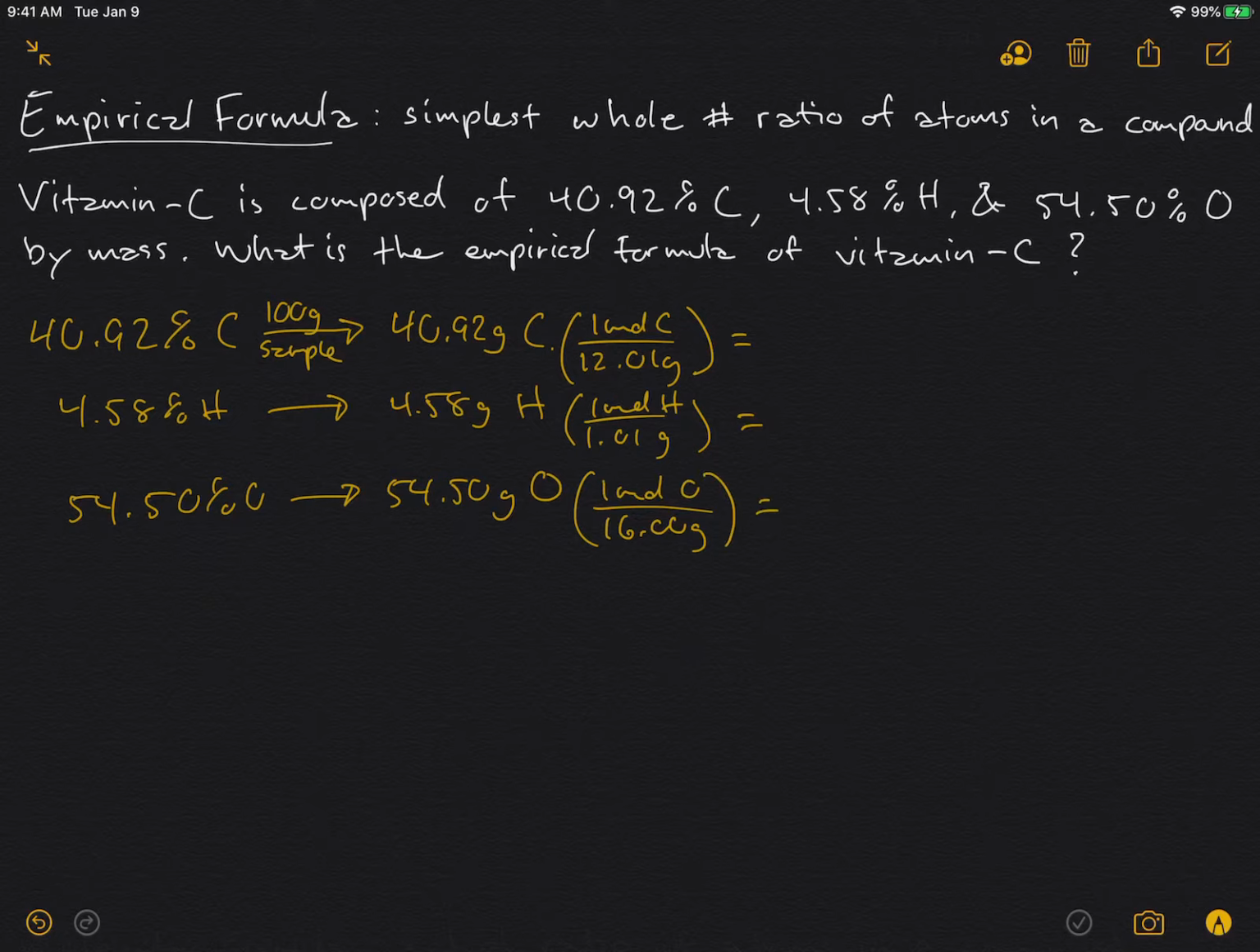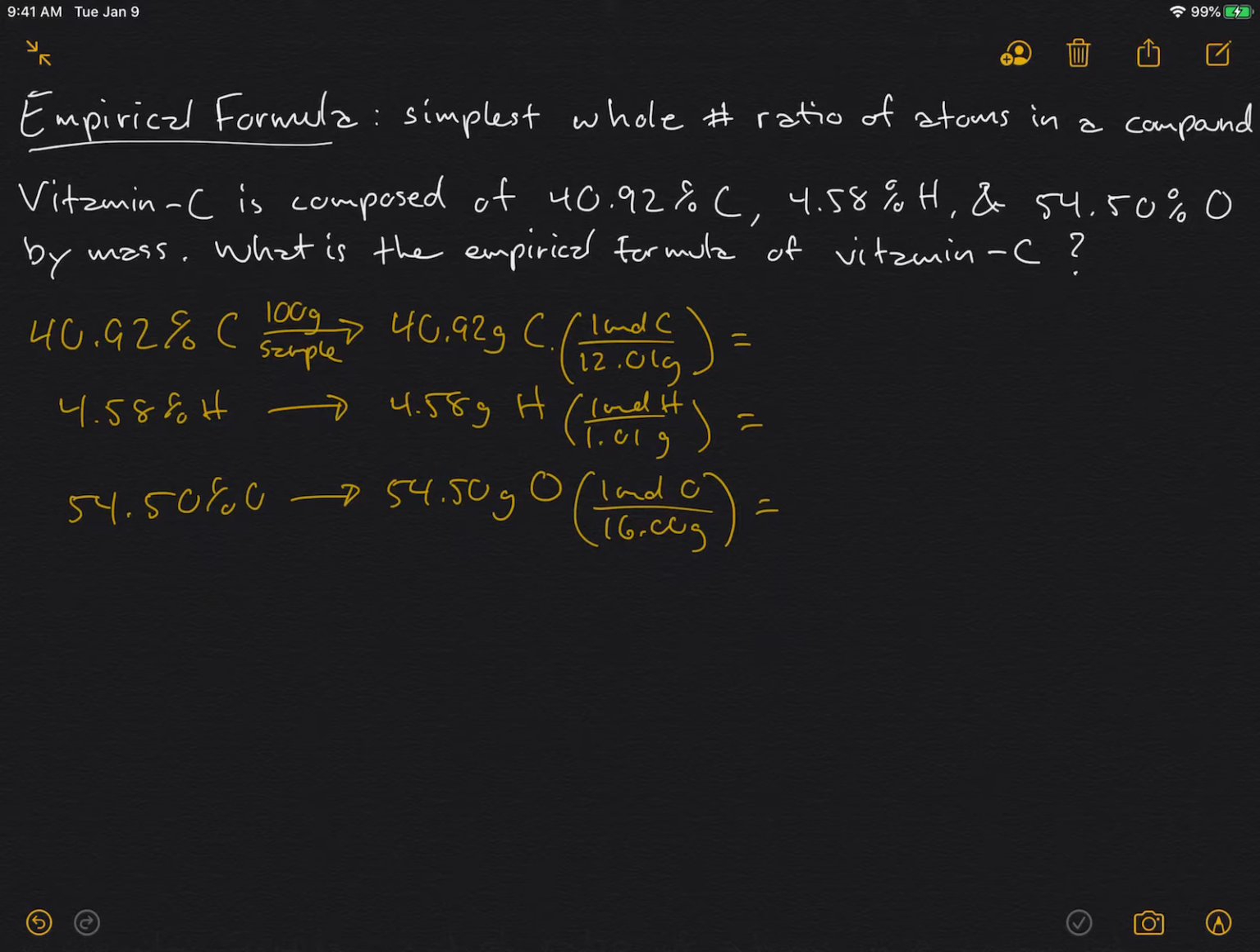So we convert each of those to moles, and don't worry about significant figures in these problems because we're going to end up with a formula. So you won't have any digits in your final answer. It'll be a counted number. We're looking for the whole number ratio.